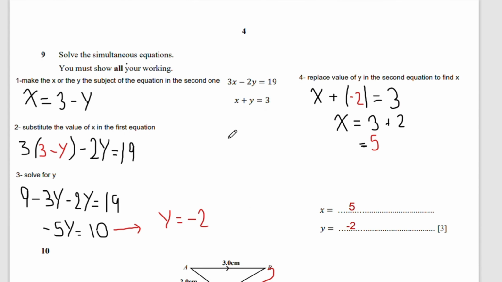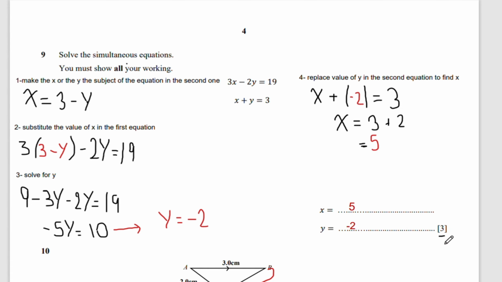Going to question 9. Solve the simultaneous equations. You must show all your work. I wrote it in steps 1, 2, 3, 4. You can write it in this way. I feel that it is so organized and easy to read and go through, and take the whole 3 marks right here.